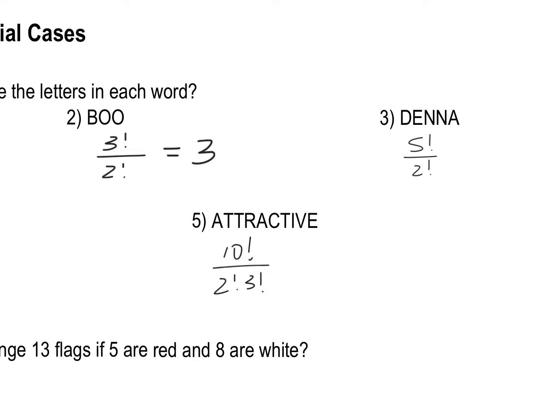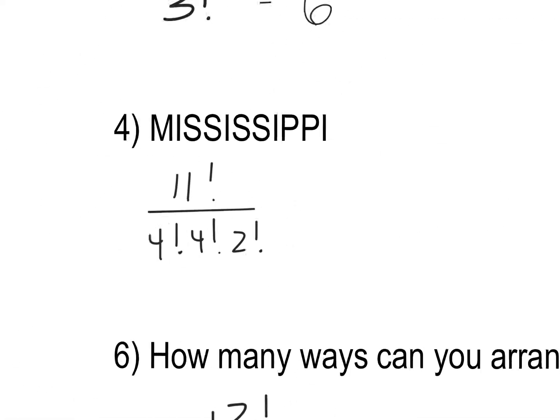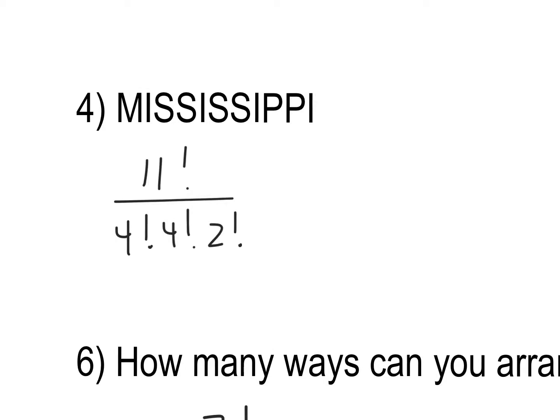In Mrs. Denna's last name, she has 5 letters in her last name. That's always the numerator. There is a repeat. The N is used twice, so 2 factorial on the bottom. When you crunch that number, you can do it either by hand or you can type that into the calculator. You get 60. So what if the word gets a little bit longer? What if there's a lot more letters that are repeated?